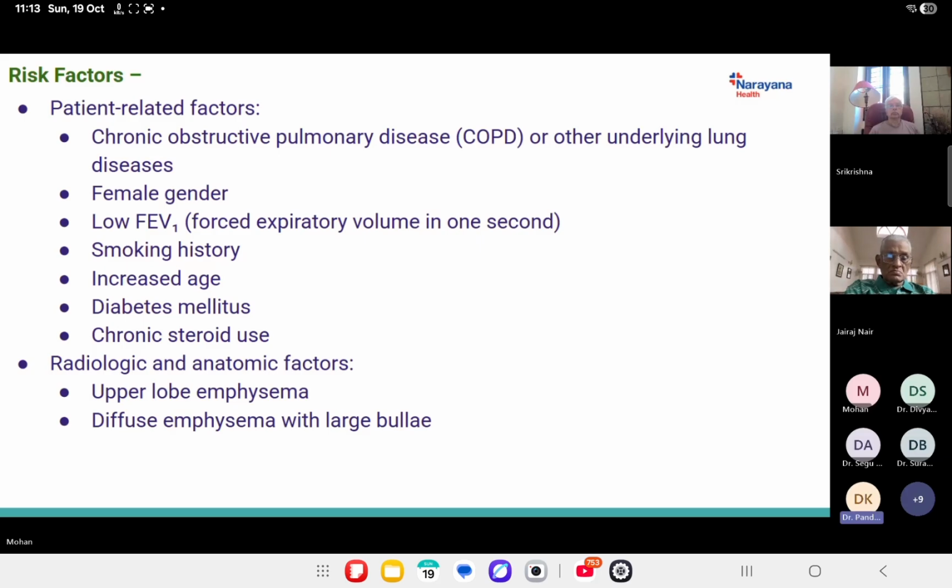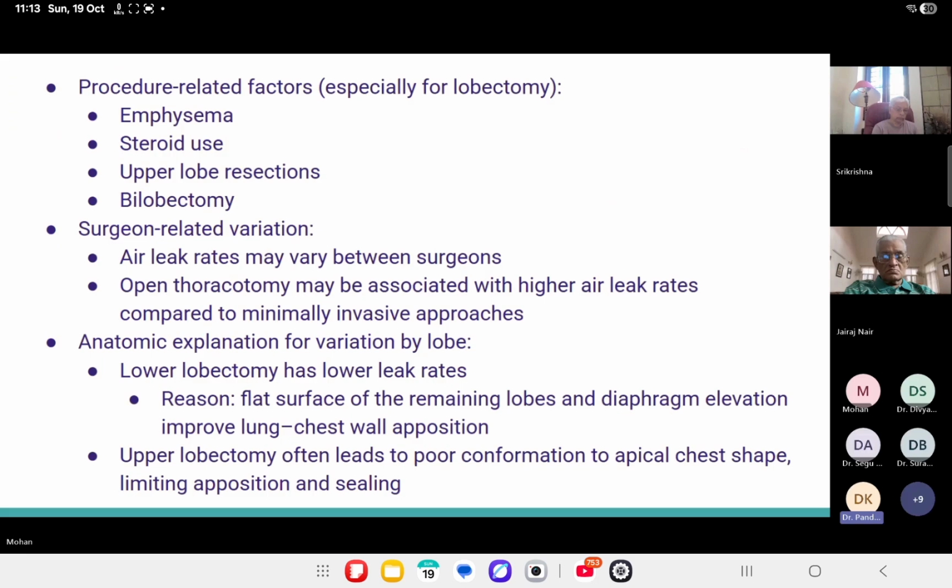Then risk factors. Patient-related risk factors: chronic obstructive pulmonary disease and other underlying lung diseases, female gender, low FEV1, smoking history, increased age, diabetes, chronic steroid usage. Along with that, patients who are on chemotherapy or radiotherapy. Radiologic or anatomic features are upper lobe emphysema changes, and diffuse emphysema with large bullous changes.